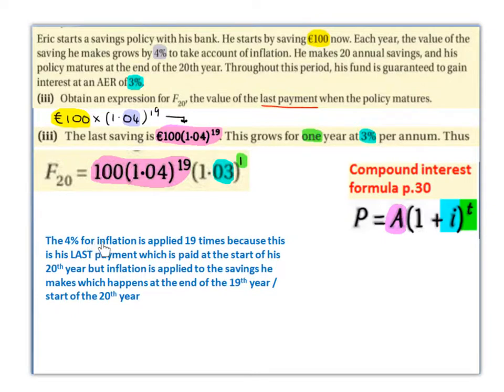The 4% for inflation is applied 19 times because this is his last payment, which is paid at the start of his 20th year. But inflation is applied to the savings he makes, which happens at the end of the 19th year, or you could say the start of the 20th year. So at this point, inflation has only been applied 19 times, because remember, inflation was not applied to the first payment, because the first payment was made at the start of the first year. So this is the start of the 20th year.